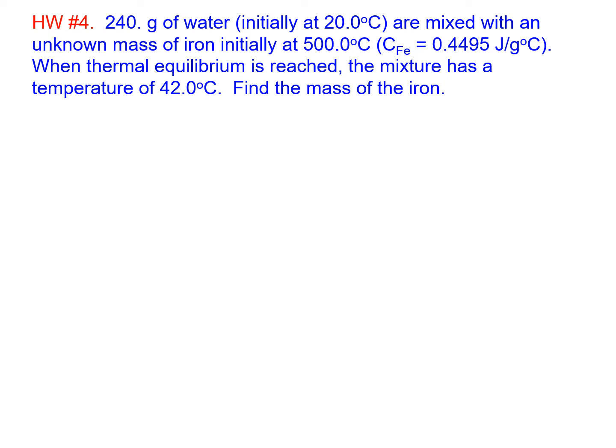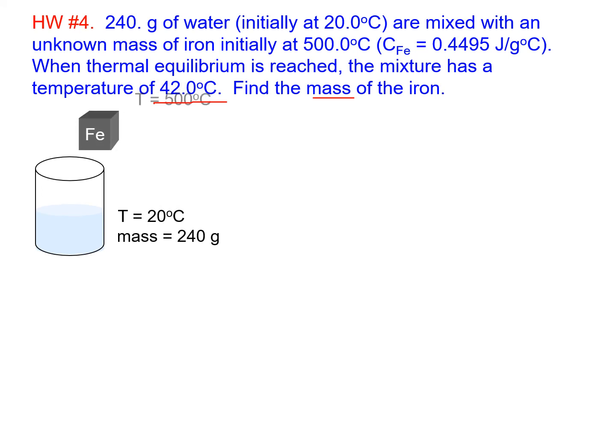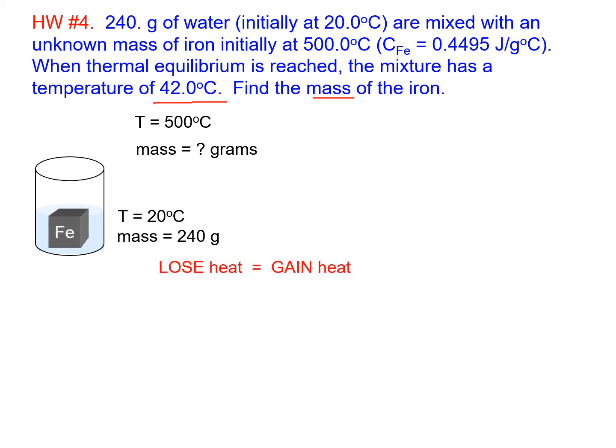This one is different. It's giving you the final temperature. This is the final temperature for both the water and the iron, and it wants you to find the mass of the iron. So this is a new one that you're just going to use a little differently. The temperature of the iron is 500. You don't know the mass. Into the water, again, the heat that's lost of the iron is going to be gained in the water. Make sure the heat that's lost has the negative sign. So you don't know the mass here. That's what we're looking for.